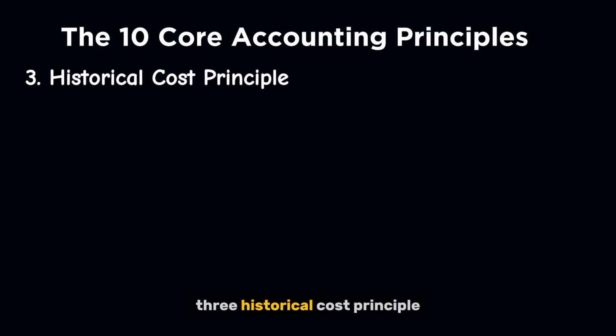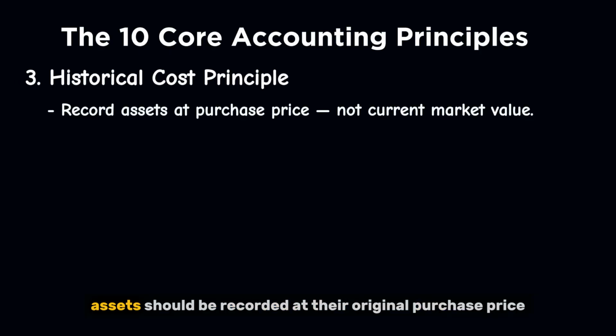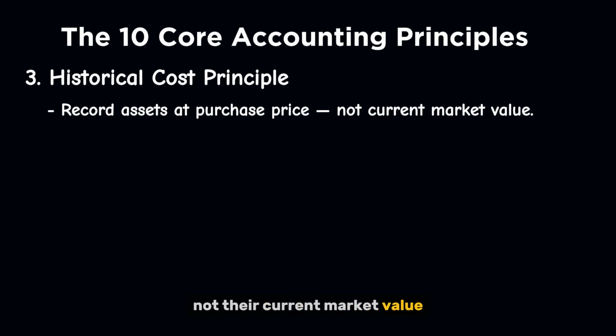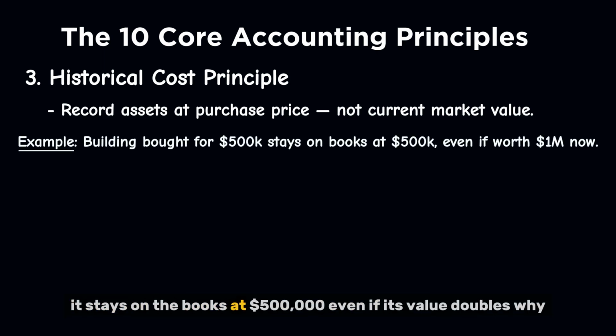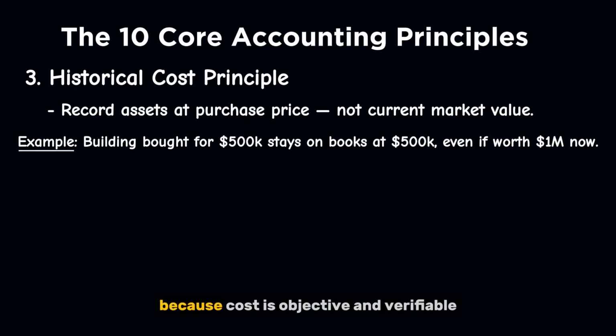3. Historical cost principle. Assets should be recorded at their original purchase price, not their current market value. So if you buy a building for $500,000, it stays on the books at $500,000, even if its value doubles. Why? Because cost is objective and verifiable. Value can change and vary.